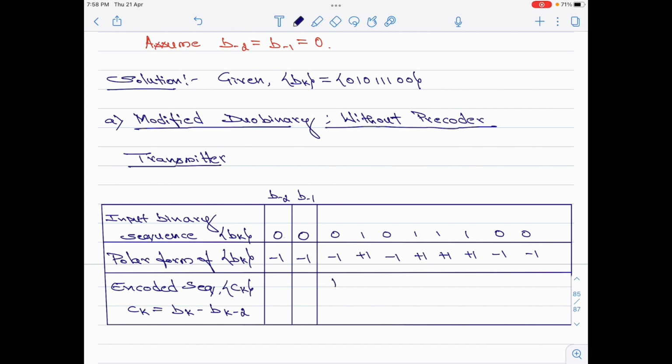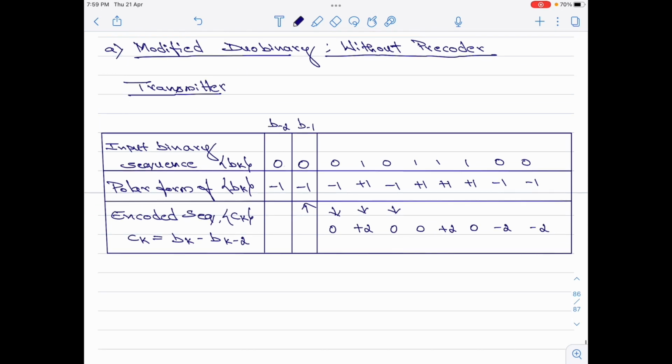In this position, it is BK minus BK minus 2, that is minus 1 minus of minus 1, so it would be 0. Here, it is plus 1 minus of minus 1, so it would be plus 2. Here, it would be minus 1 minus of minus 1, it is 0. Next one is also 0. Then we have a plus 2, then we have a 0. Then we have a minus 2 and minus 2. This is the encoded sequence.